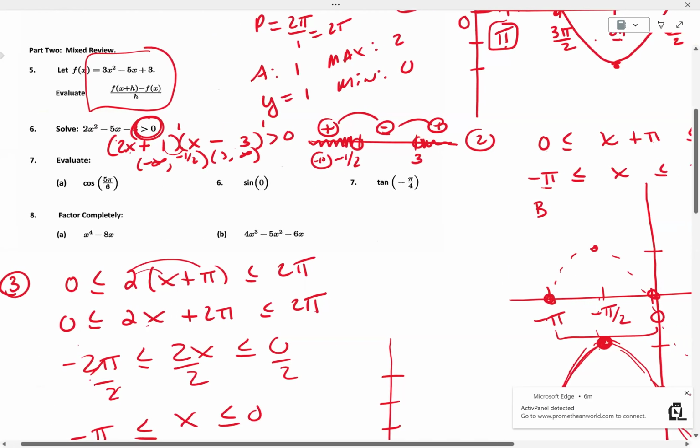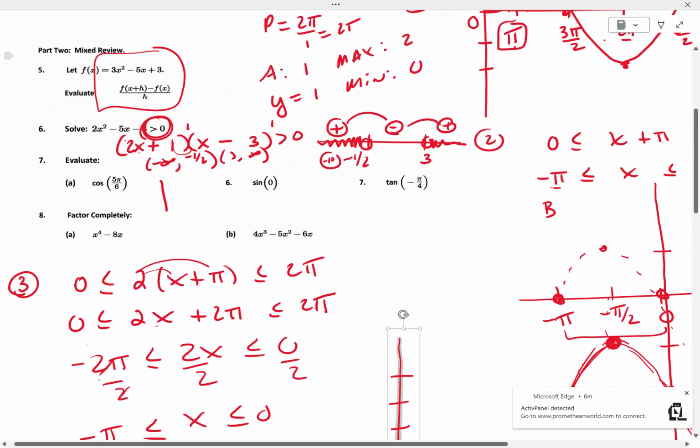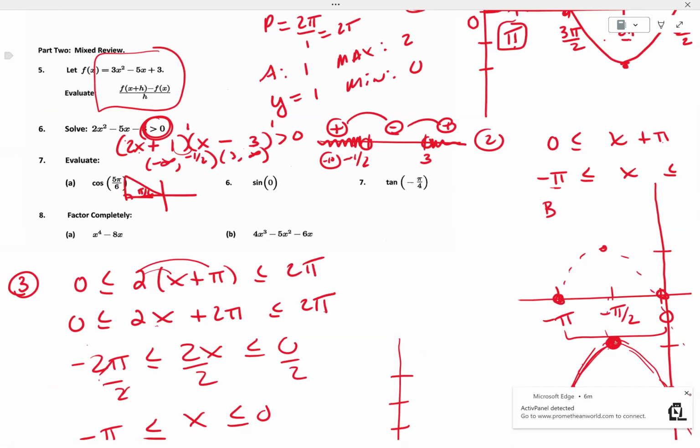And this one here, number 7, 5 pi over 6 puts me right here. And I'm trying to be lazy here, not to write that everything all over. This is 1, negative root 3, and 2. Cosine is x over r, so negative root 3 over 2. Sine of 0 puts me here. The y coordinate is 0.